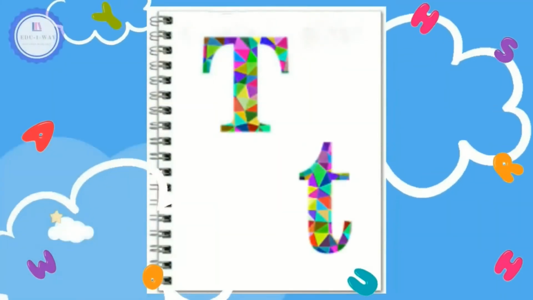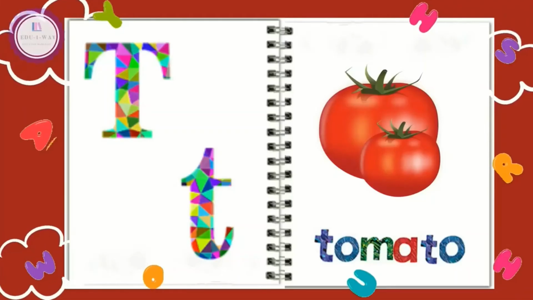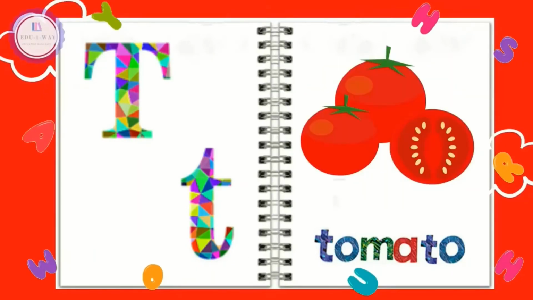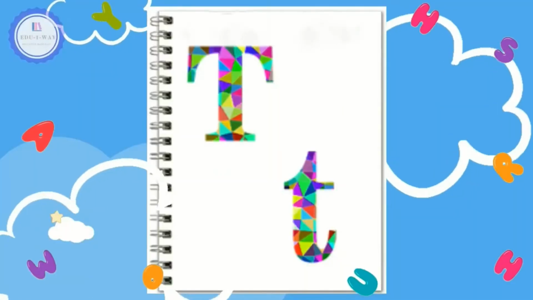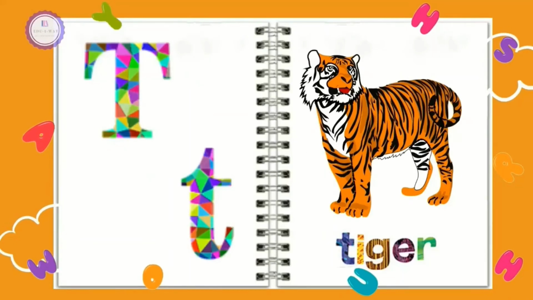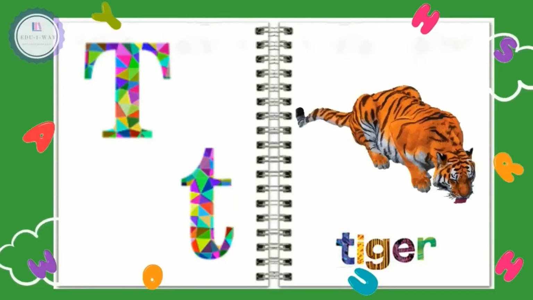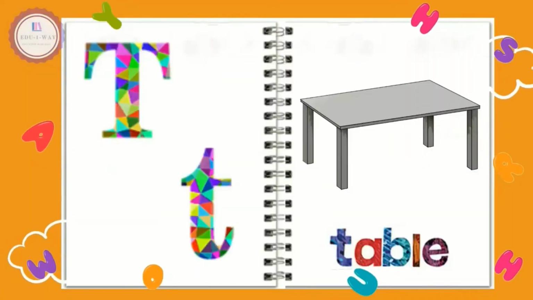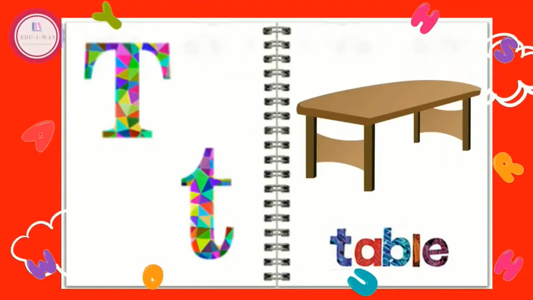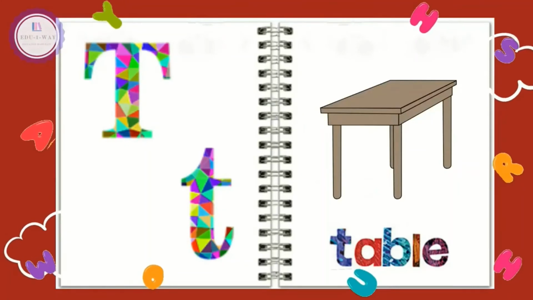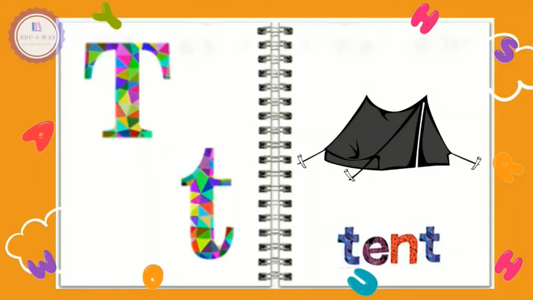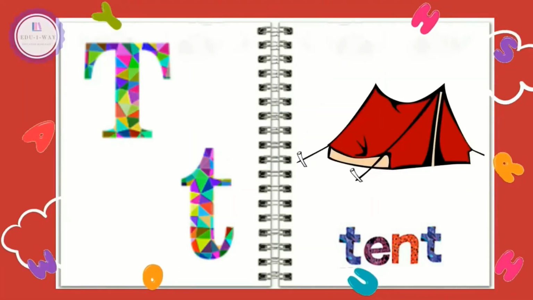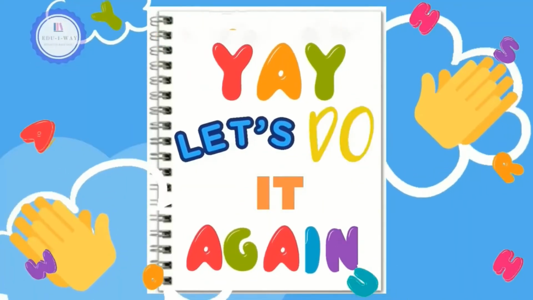Ta, ta. Ta for tomato. Tomato, tomato, tomato. Ta for tiger. Tiger, tiger, tiger. Ta for table. Table, table, table. Ta for tent. Tent, tent, tent. Let's do it again.